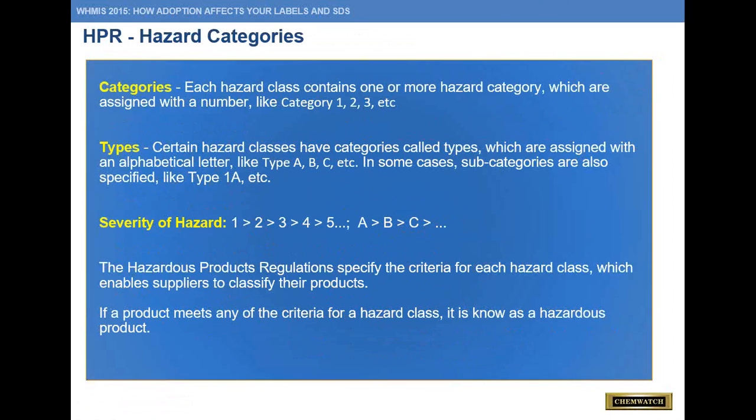The categories under HPR, a little different, let's say, nomenclature. So each class will contain one or more categories, number 1, 2, 3, 4, etc. Sorry, and the types. The hazard classes have categories called types, which are assigned an alphabetical letter. And in some cases, there'll be a subcategory assignment, like, for instance, 1A. And you can see, the hazard classes might look something like a 2A1 or along those lines. So the regulations, the HPR, the Hazardous Products Regulations, specify the criteria for each hazard class, which enables, of course, suppliers to classify their products. If any product meets any of the criteria for a hazard class, it is known as a hazardous product.